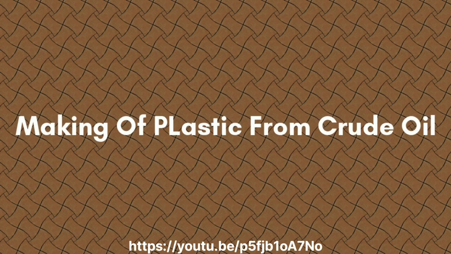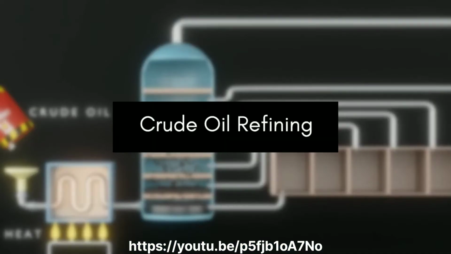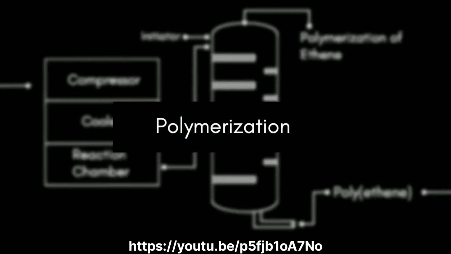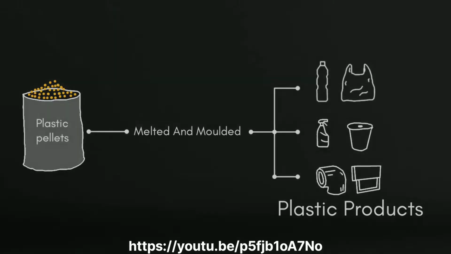It involves many steps, but in this video we are going to see 5 steps. Step 1. Extraction of crude oil. Step 2. Refining of crude oil. Step 3. Production of ethene. Step 4. Polymerization of ethene to get polyethene. Step 5. Polyethene converts into plastic pellets to make a wide range of plastic products.